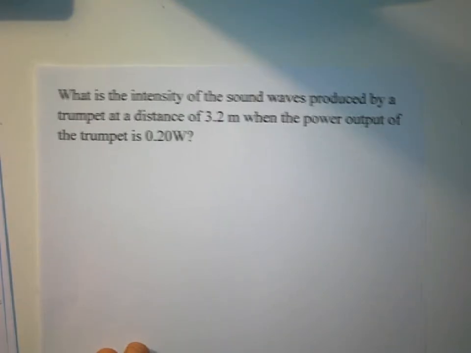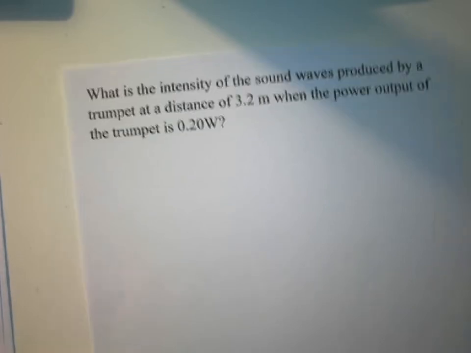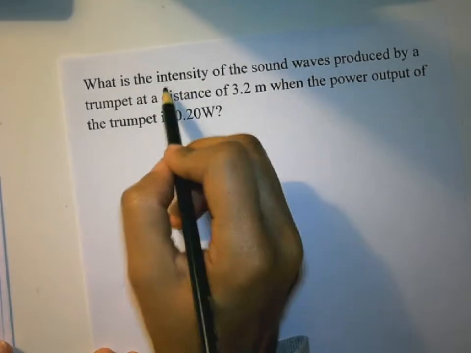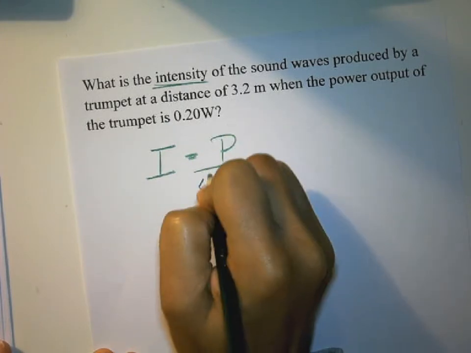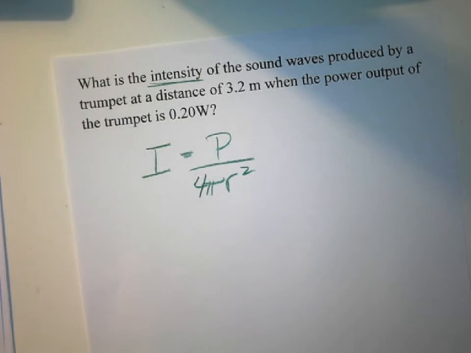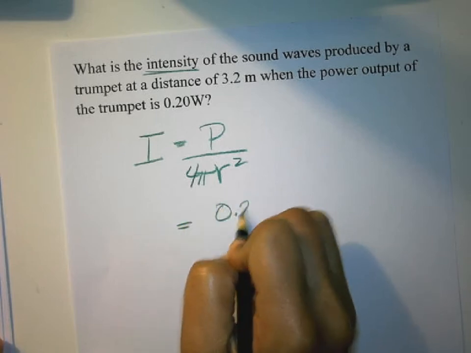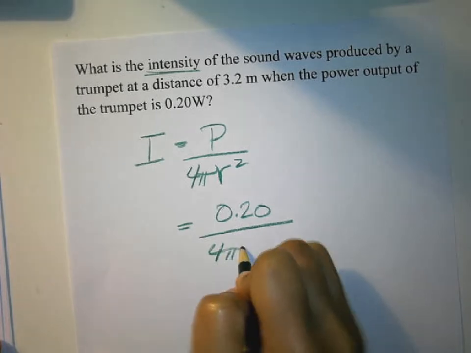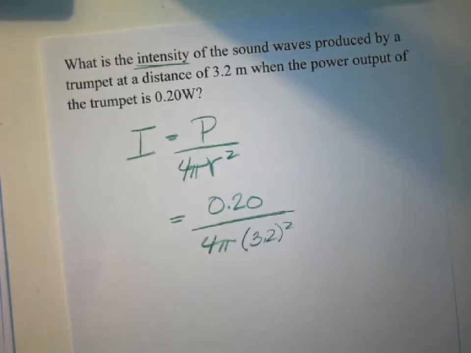It says, what is the intensity of a sound wave produced by a trumpet at a distance of 3 meters when the power output of the trumpet is 0.2 watts? So what is I? Since I is equal to the power over 4 pi r squared, where r depends on how far the person is standing, I can substitute in 0.20 divided by 4 pi times 3.2 meters squared. Remember, we use standard units, so the radius, since it's a distance, is in meters.